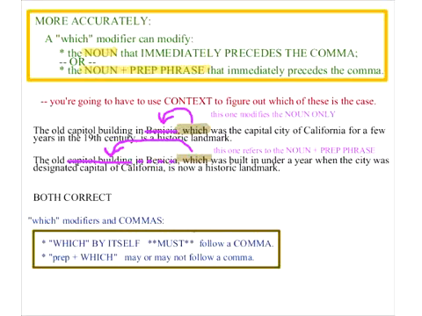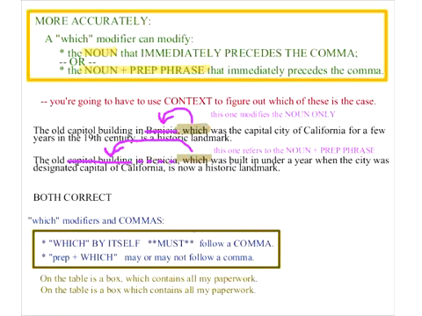But if you say something like, on the table is a box, comma, which contains all my paperwork, this is correct. If you say, on the table is a box which, no comma, contains all my paperwork, this is not acceptable on the GMAT. Instead of which, what word would you use there? Text box, anybody? Yeah, you would use that instead of which.